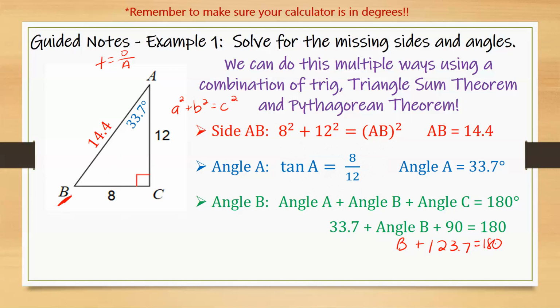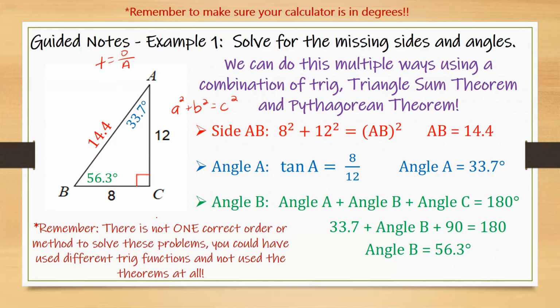So I'm going to subtract 123.7 from both sides. And when I do that, I'm going to get 56.3. Let me move my writing out of the way. You're going to get angle B is 56.3. So I'm going to label that over here as well. So I have solved for the one missing side, and I've also solved for both angles.